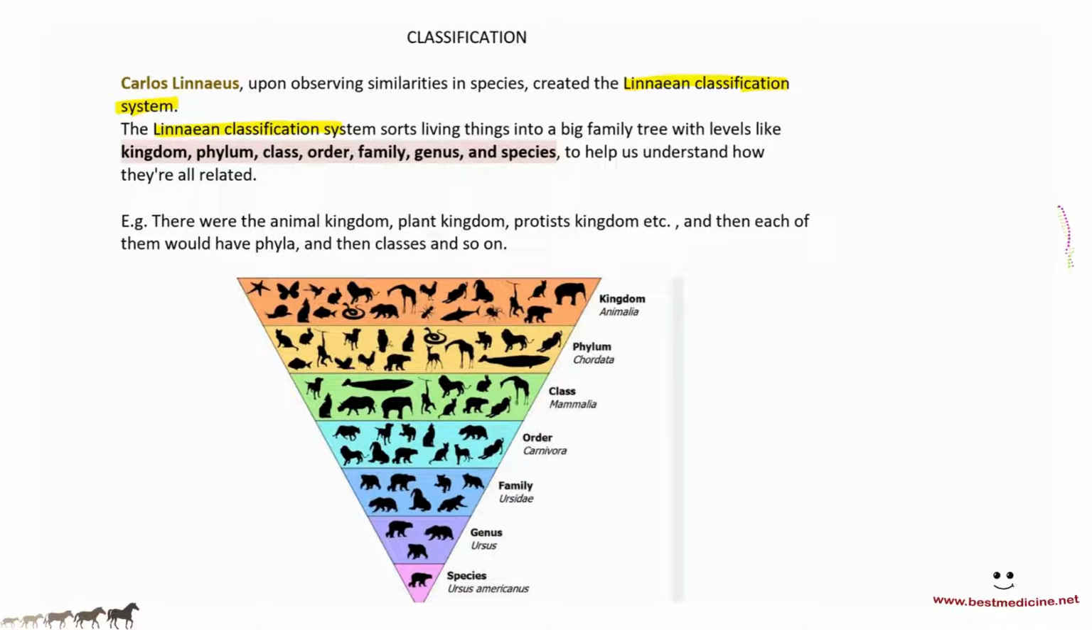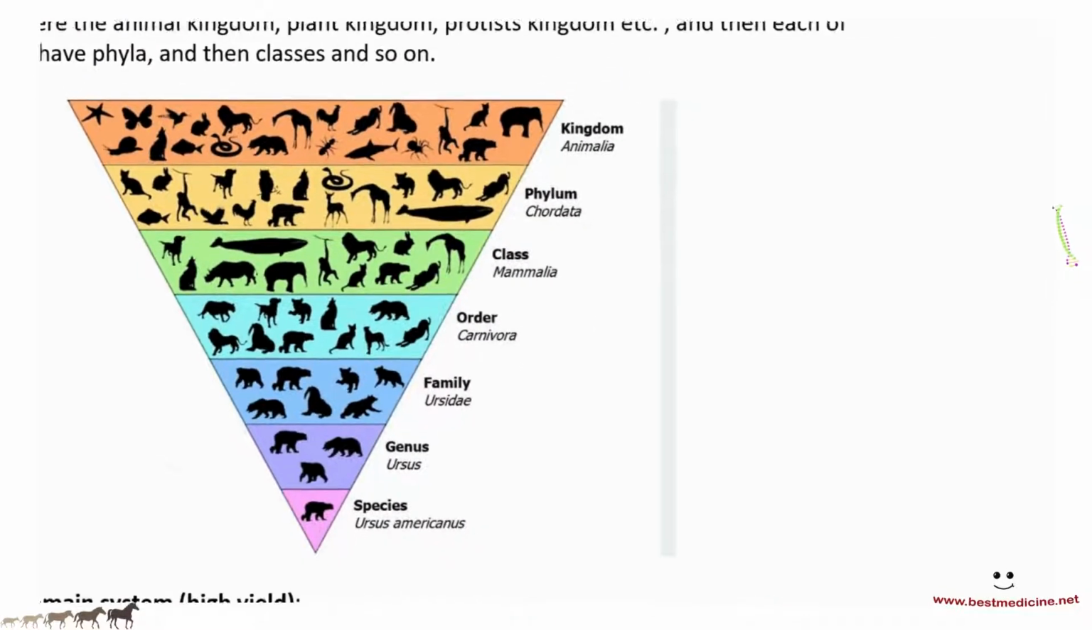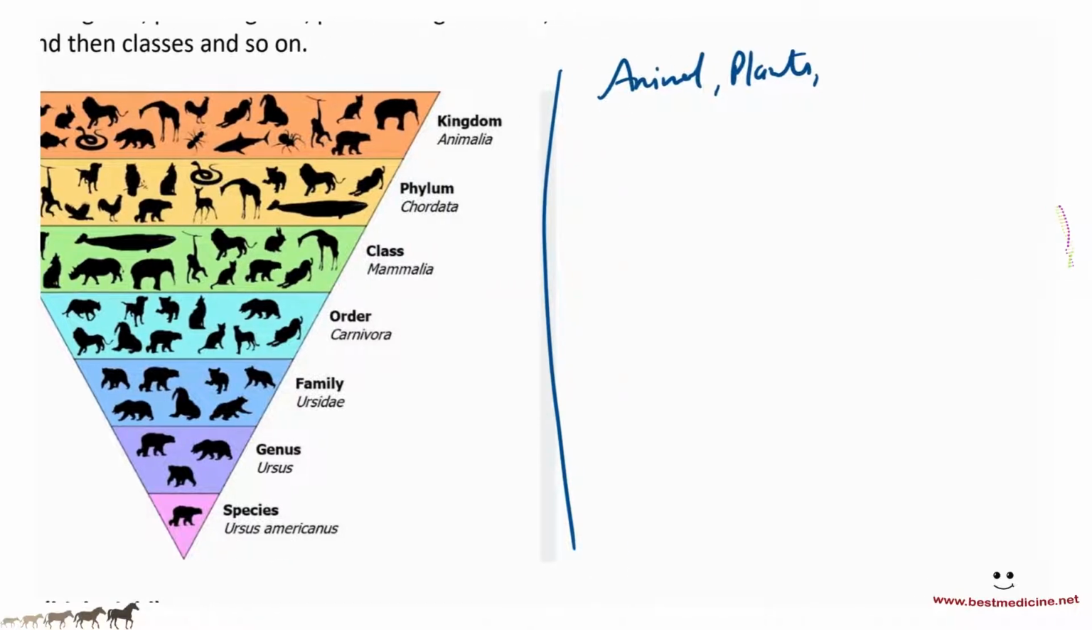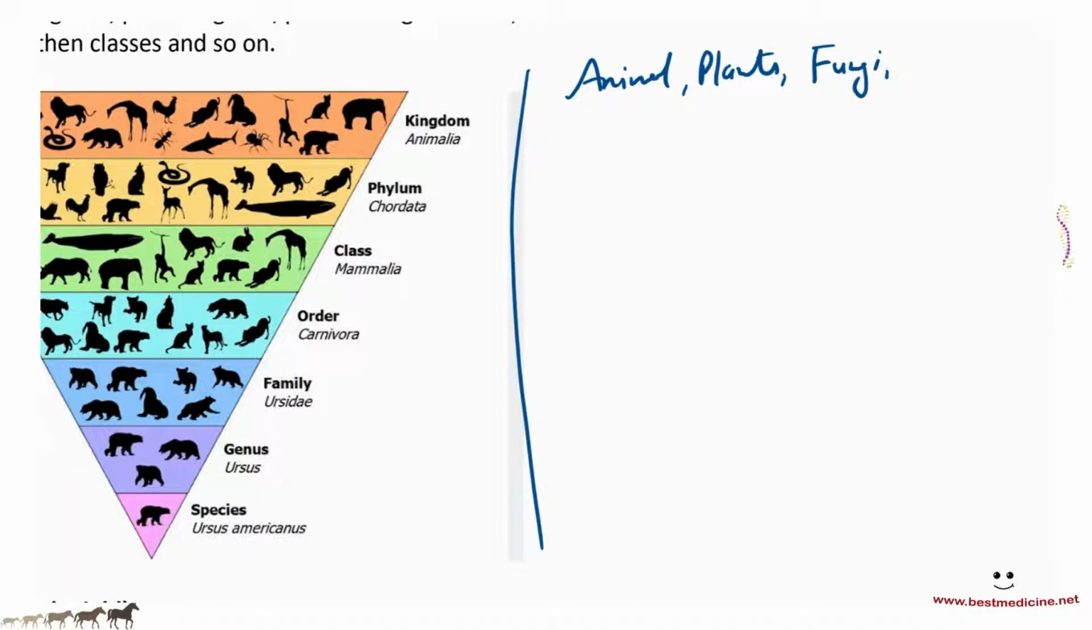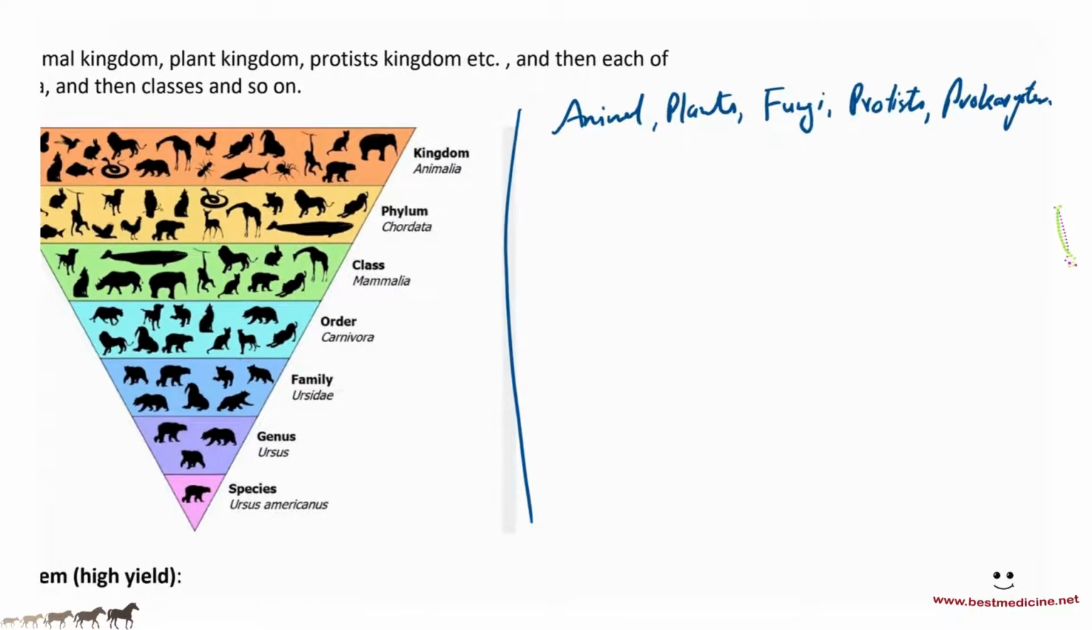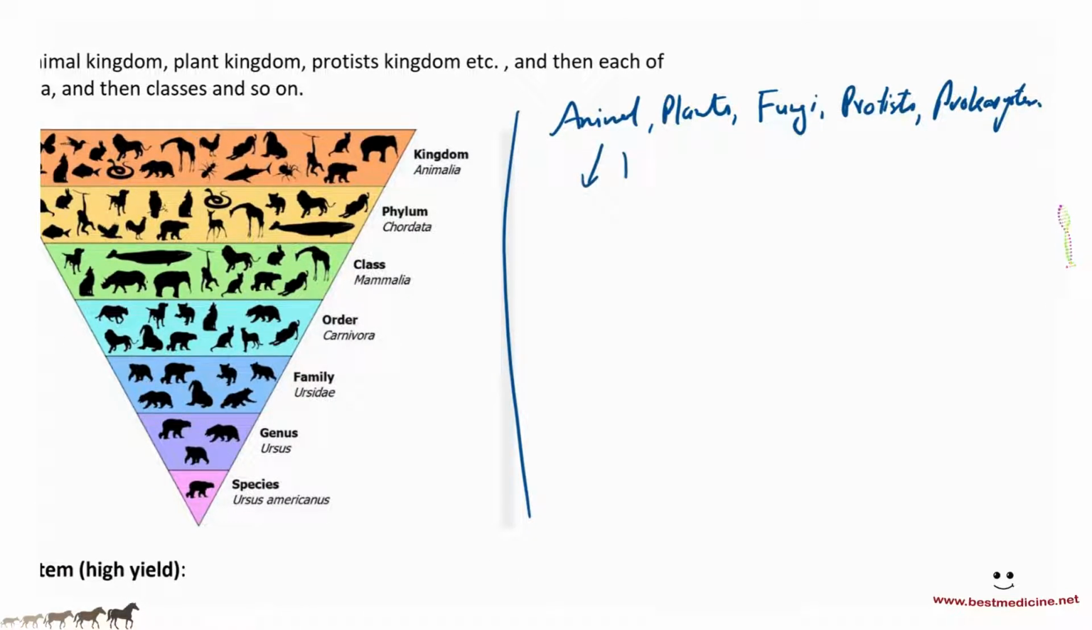Okay? Now this Linnaean system of classification sorts living things into a big family tree with levels like kingdoms, phyla, class, order, family, genus, and species to help us see how they're all related. So for example, you could have multiple kingdoms, like animal kingdom. Let me just write that down here. So you could have animal kingdom, right? You could have kingdoms of plants. You can have kingdoms of fungi, right? You could have kingdoms of protists, kingdoms of prokaryotes, and so on. These 5 kingdoms, and then eventually these will give different phyla, right? For example, you could have vertebrates and invertebrates as phyla for animals.